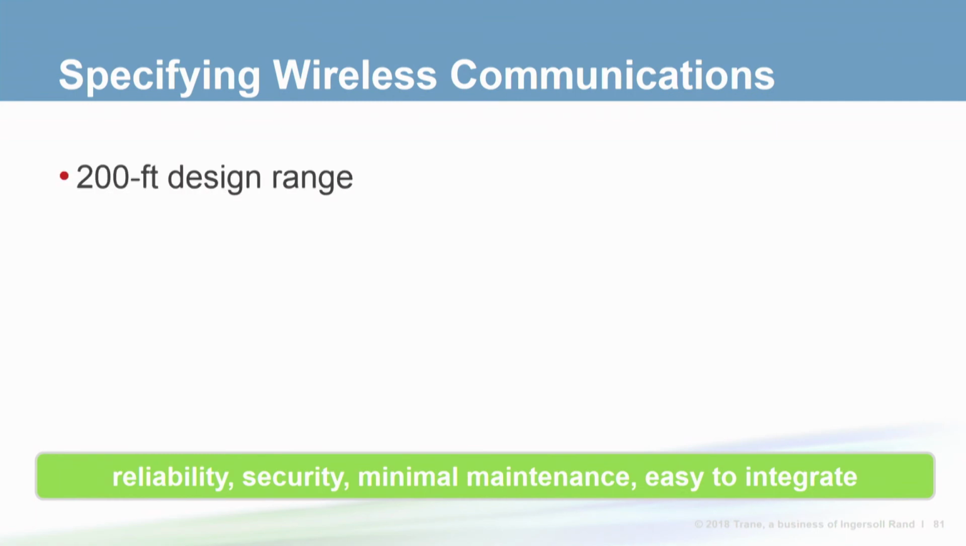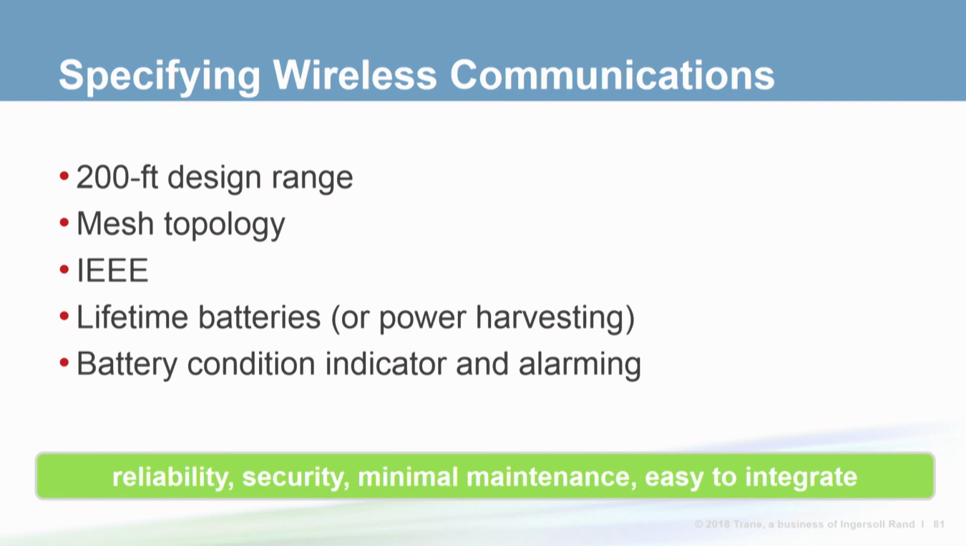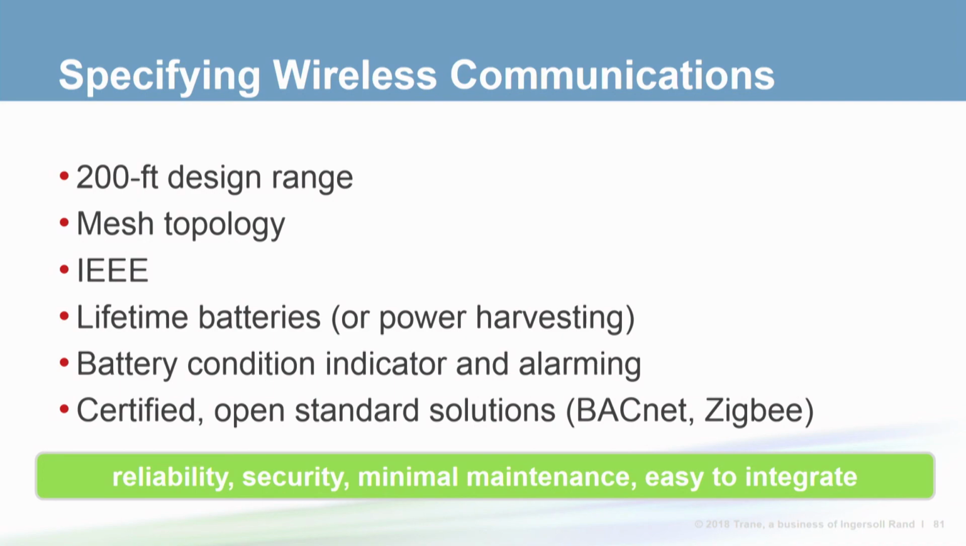I'd suggest specifying a 200-foot design range to simplify design and installation, wireless mesh to maximize reliability through redundant communication and self-healing paths, IEEE radios to support reliable coexistence, lifetime batteries or power harvesting to minimize the need for maintenance, indication of battery charge for peace of mind, and the use of open standard solutions like BACnet and Zigbee certified communications.